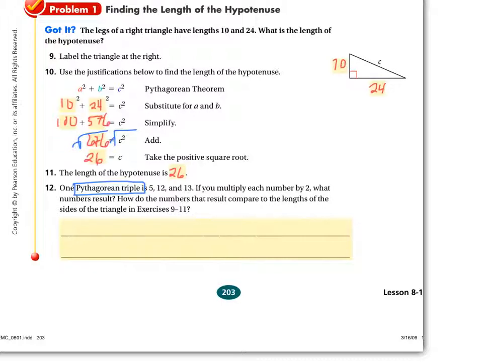Example 12 is saying, or question 12, if you multiply each number by 2, the 5, the 12, and the 13, what numbers are resulting? What do you get? 10, 24, and 26.